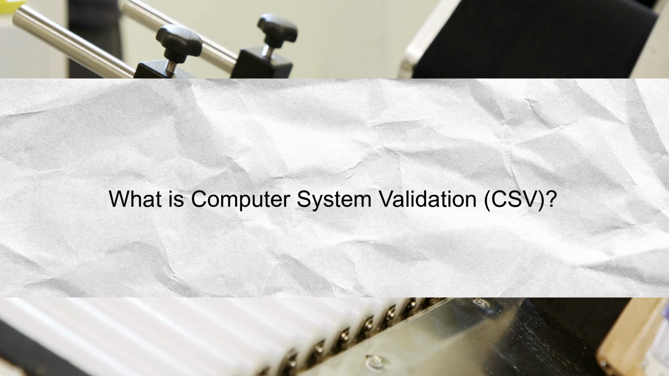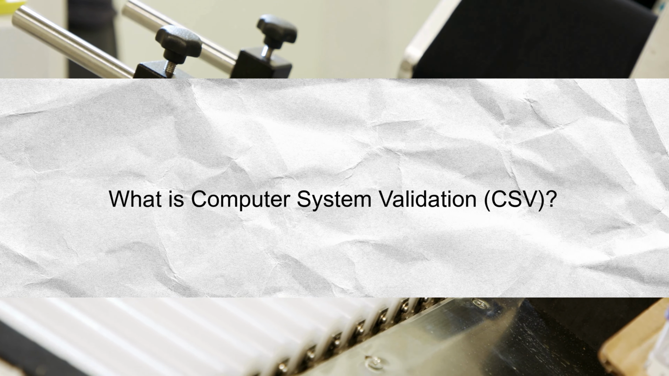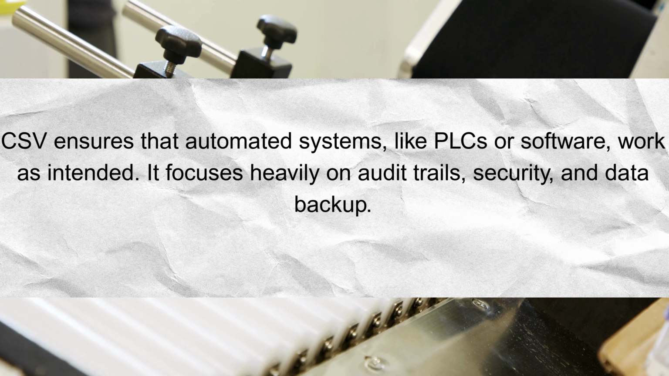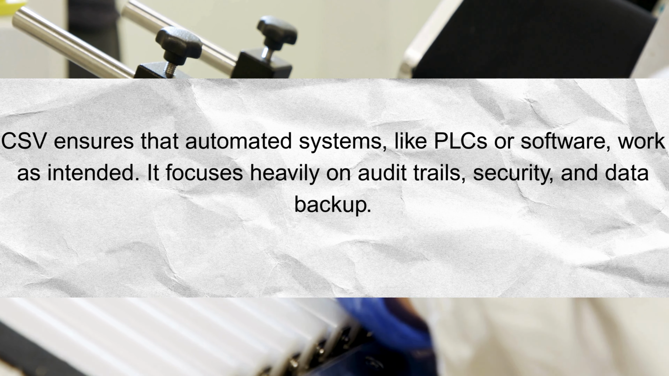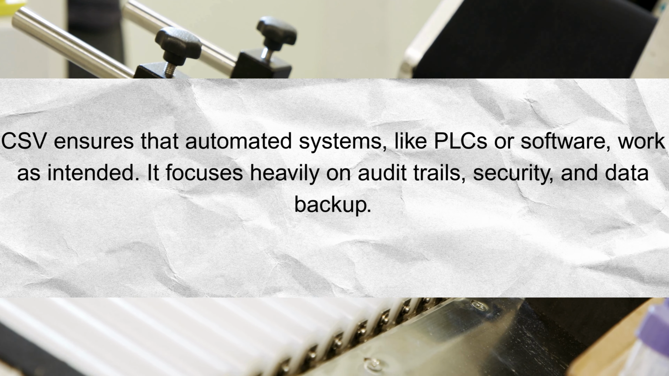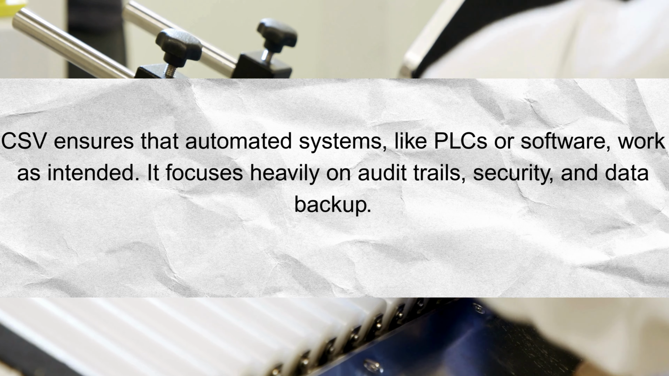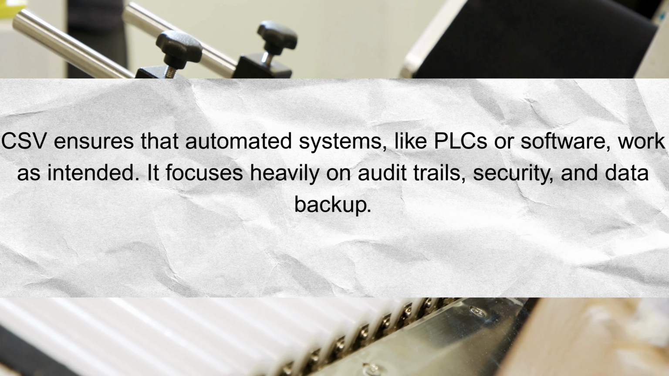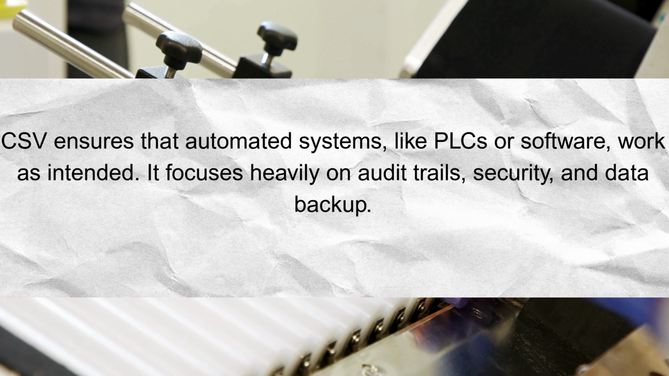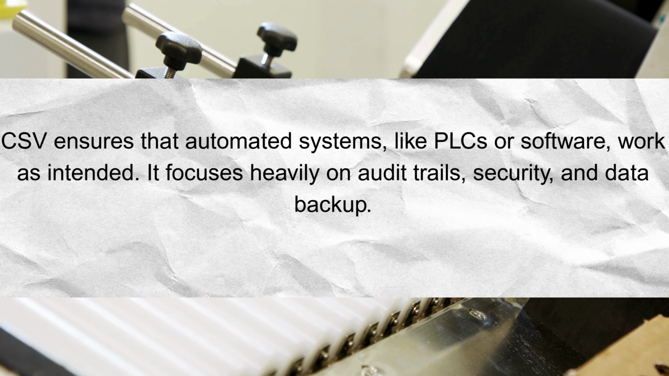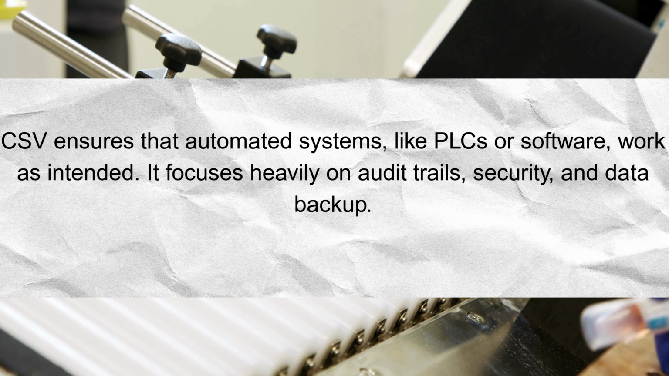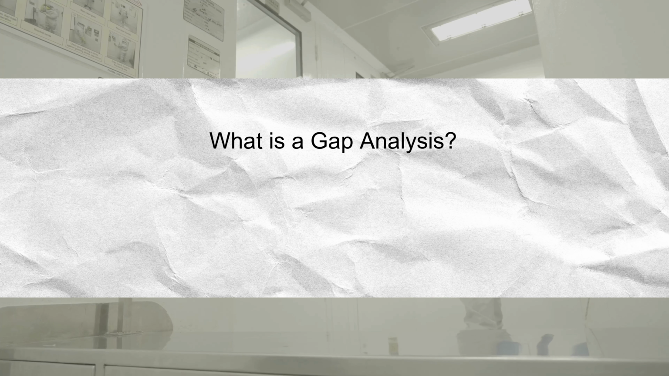Number 19. What is computer system validation or CSV? CSV is the process of ensuring that automated systems, like PLCs, SCADA, or lab information systems, work consistently and securely. It involves testing the software logic, user access levels, and data management. A huge part of CSV is ensuring that the system creates a secure audit trail that records every action taken by every user.